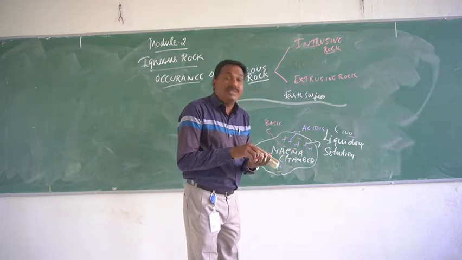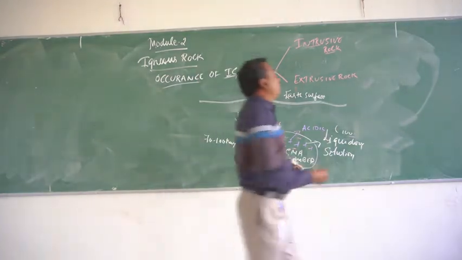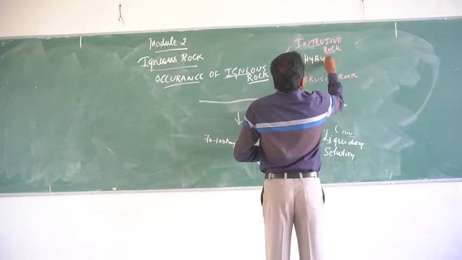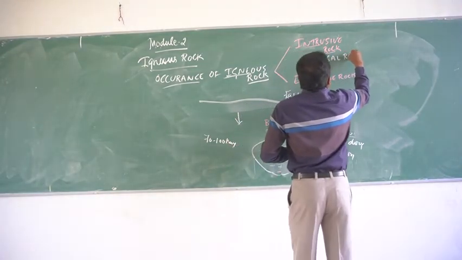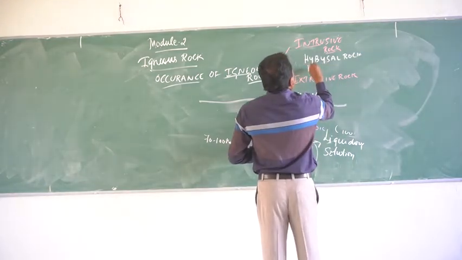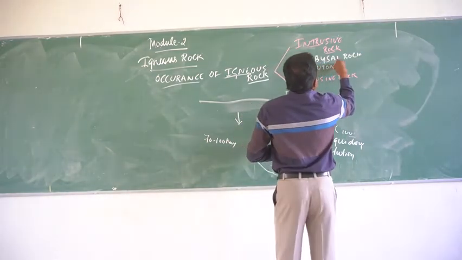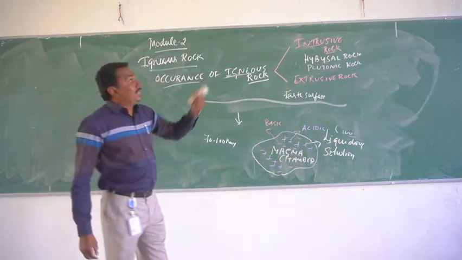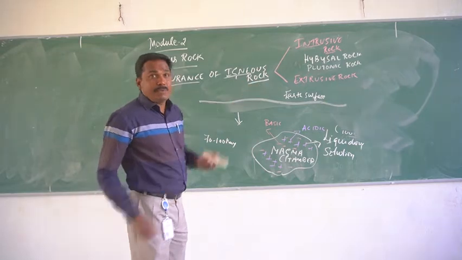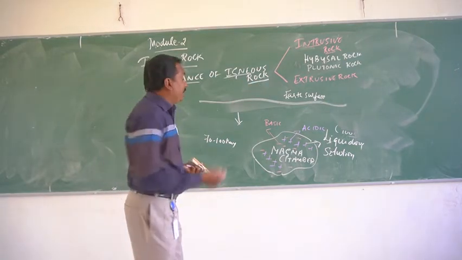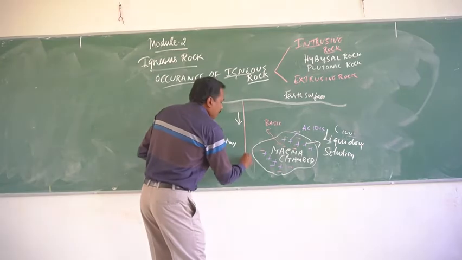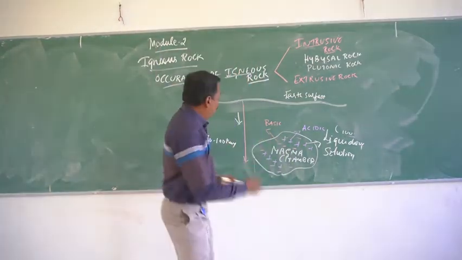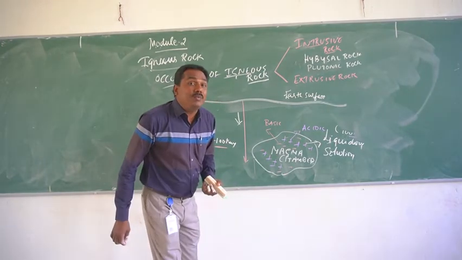Again, the intrusive rocks are categorized into two parts: hypabasal rock and plutonic rock. See, the intrusive rocks are subcategorized into hypabasal rock and plutonic. What do you mean by plutonic? Plutonic is nothing but the rock which is formed at greater depth, might be at 100 kilometers depth.